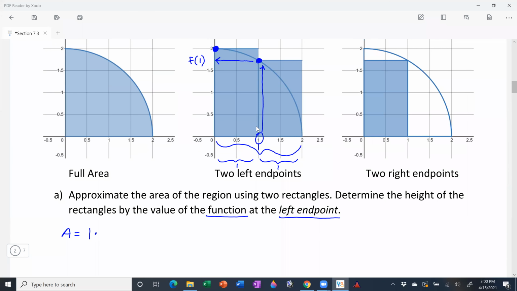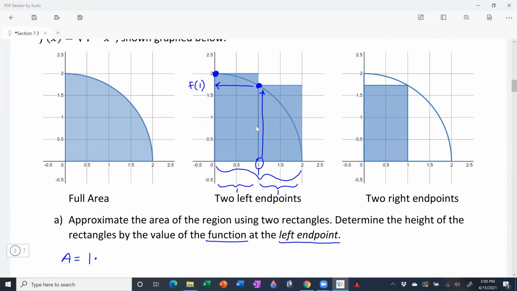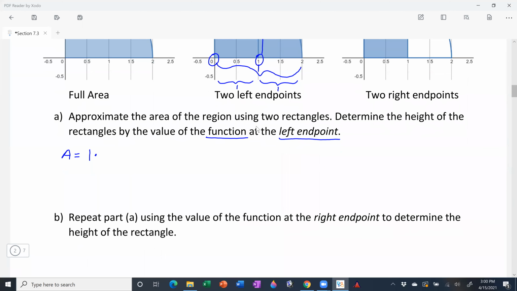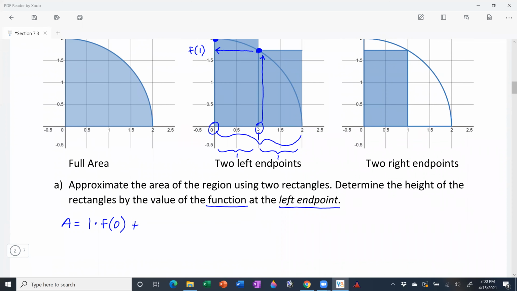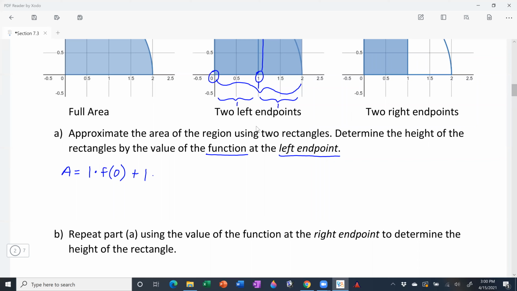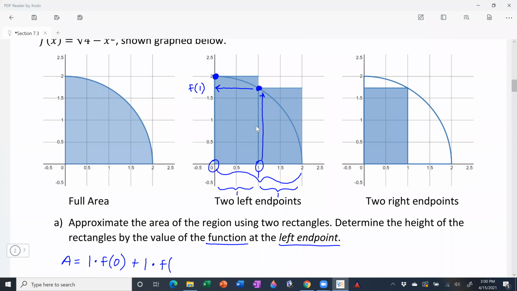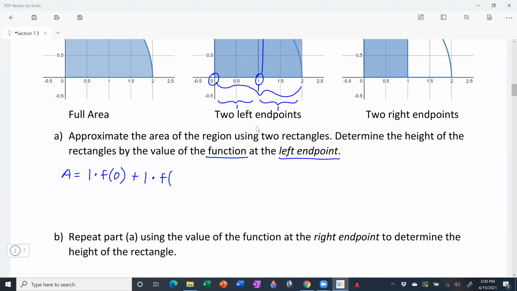For the left endpoint function value of the first rectangle, I already know that that's up there at 2, but I'm going to write it as f of 0 because that's the x value that corresponds to the left endpoint up there. So I'm going to write this as 1 times f of 0. That would represent the area of the first rectangle. Moving on to the second rectangle, the width down there is still 1. So that's width times the height, which is going to be f of, and for left endpoint, we're choosing this 1 right there to correspond with the left endpoint of the rectangle. So that's f of 1.